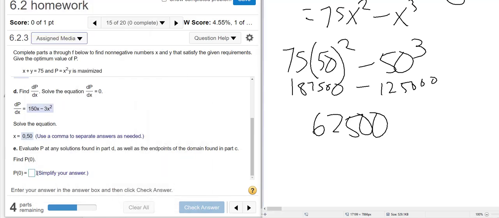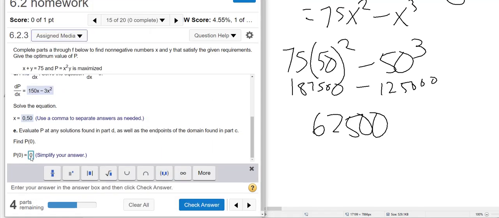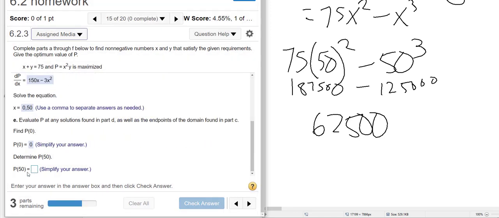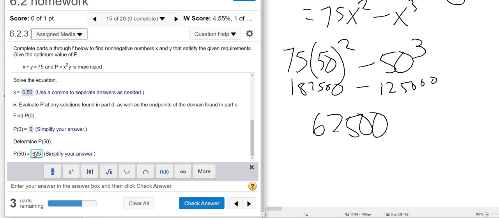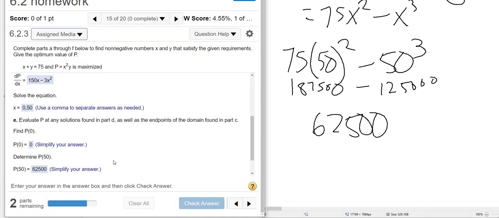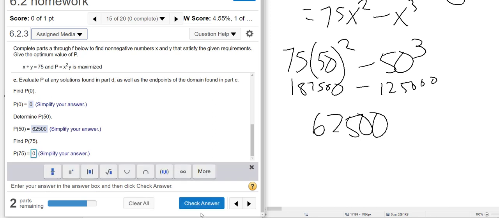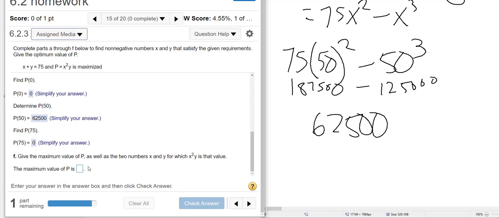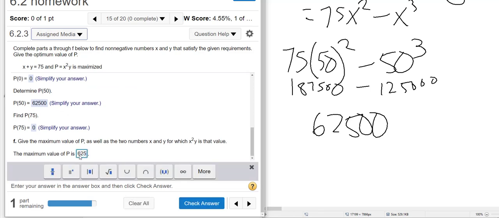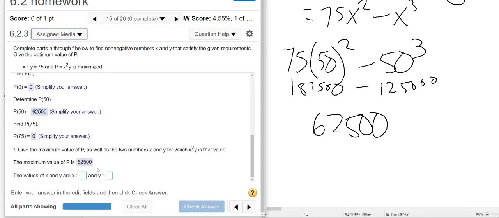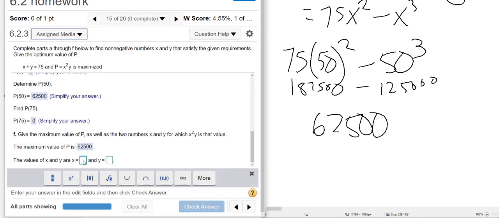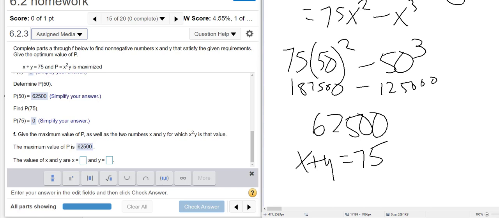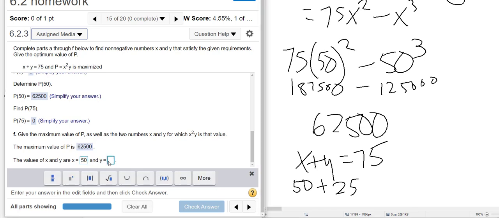So once again, we're going to find out that it's at the point where the derivative is 0 that is our optimization of this problem. So this one, P of 50, is 62,500. And this one, we also got 0. So the maximum value of P is 62,500. The values of x and y are, well, let's see. If x plus y has to be 75, and we found x to be 50, then y has to be 25. So 50 and 25.